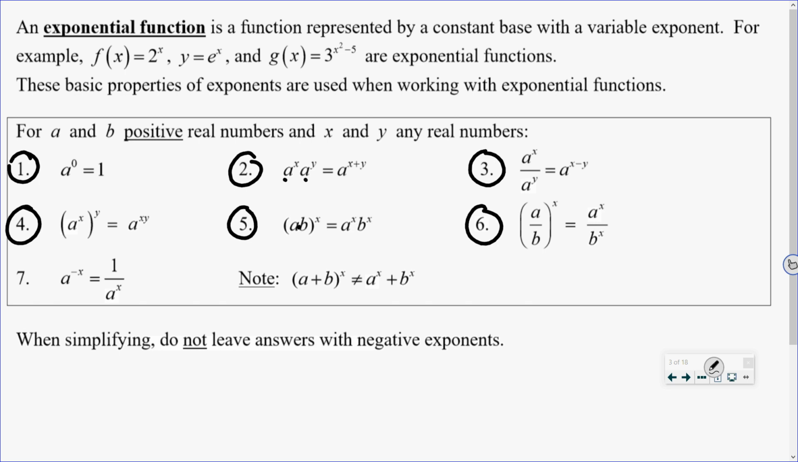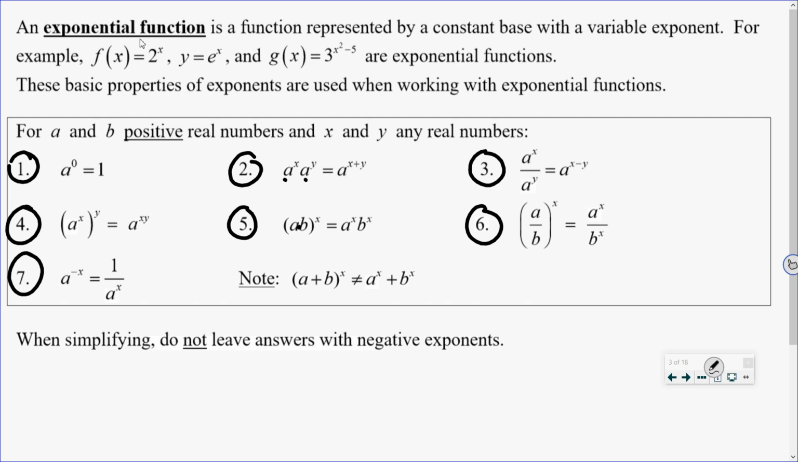Or the sixth one here, if I'm dividing on the inside, again, the exponent just applies to both of them. If you do have a negative exponent, like here on number 7, you can take the reciprocal. You can flip it over. So a to the negative x becomes 1 over a to the x.